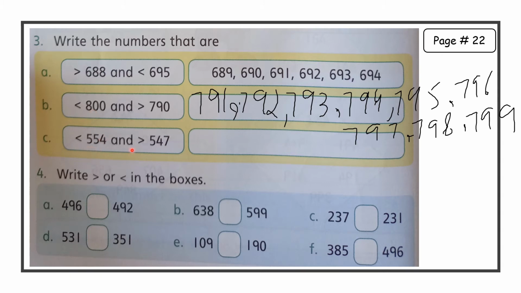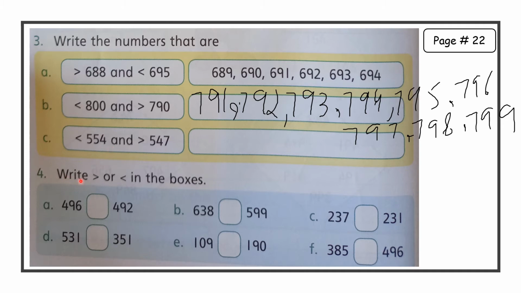In this you have to write all the numbers which are less than 554 and greater than 547. So you will start writing numbers from 547, just like I did in this one, and you have to write till 553. You will not write 554.